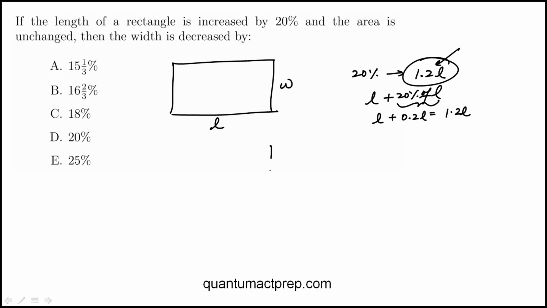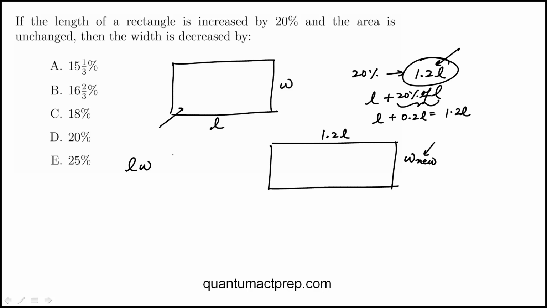So our new rectangle would look something like that. Length is 1.2L. And we want to know what happens to this new width. So the condition is the area remains the same, which means area here is L times W. And for this new rectangle would be 1.2L times W new. You'll notice the L drops out. So we're told that the new width is the original width divided by 1.2.